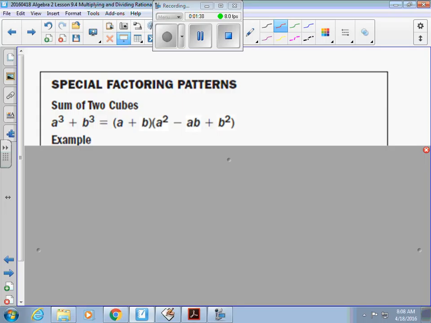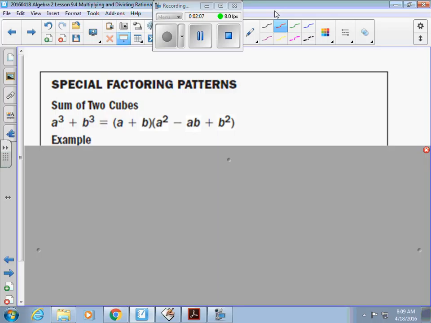We know how to factor trinomials into two binomials. We know how to factor the difference of two perfect squares. This is factoring the sum of two cubes and the difference of two cubes. So the first one is the sum of two cubes, a cubed plus b cubed.